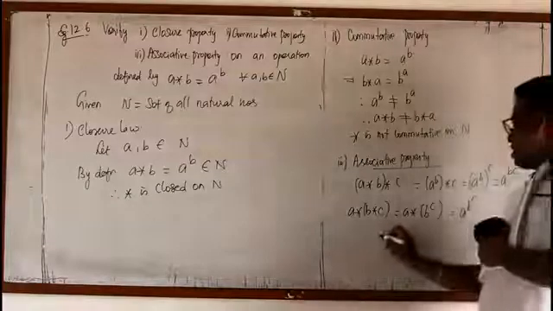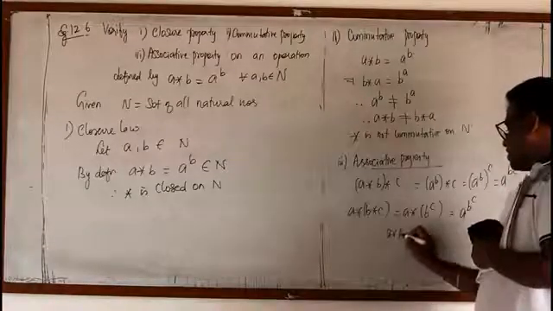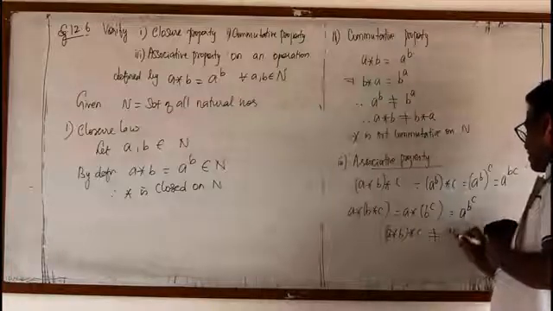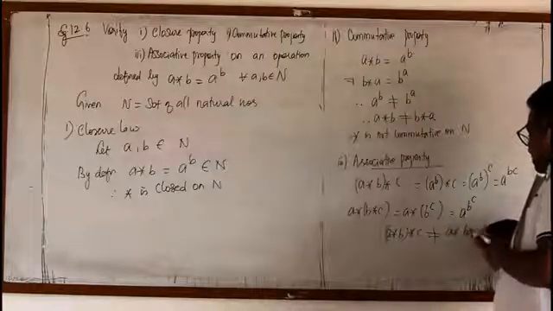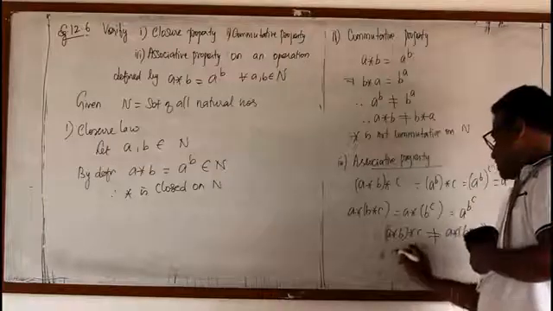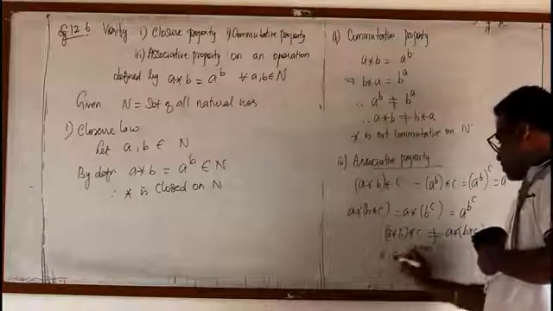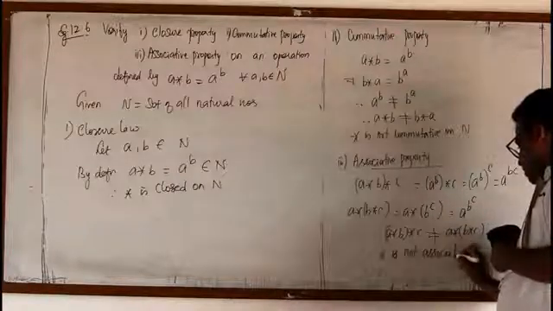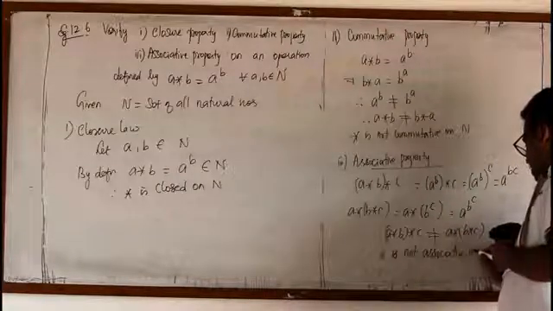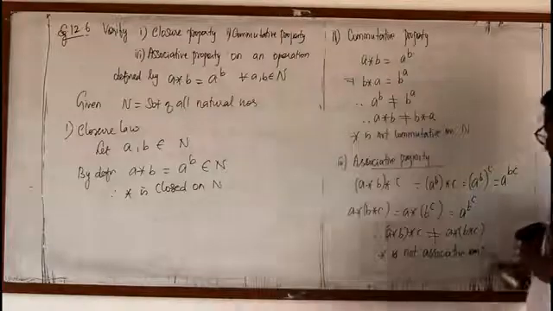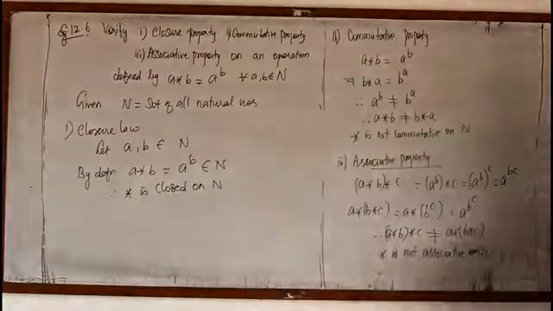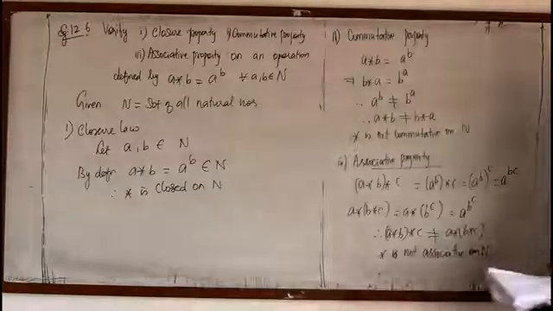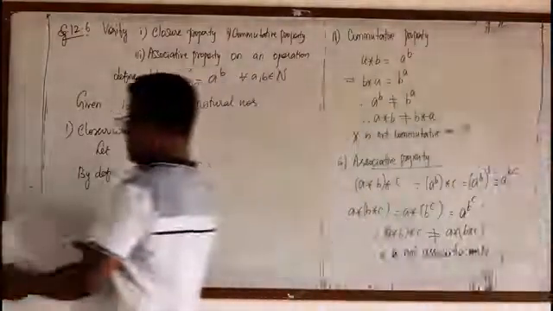Therefore, these two are not equal. Therefore, (A star B) star C is not equal to A star (B star C). Therefore, star is not associative on N. Therefore, from this, it is obeying only the closure law. There is no commutative property and there is no associative property.